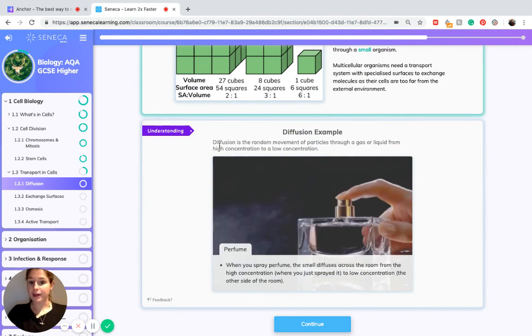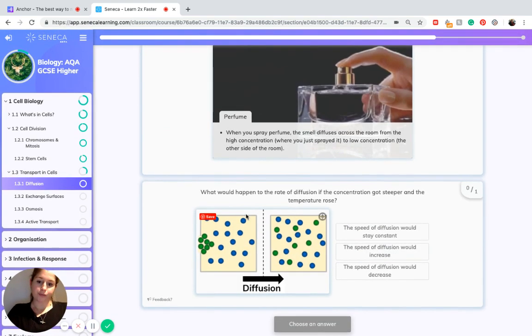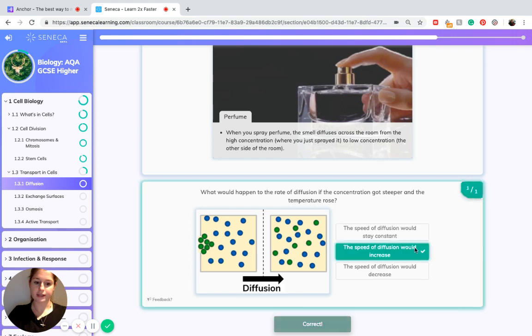An example where we can think about diffusion in maybe a more applicable context would be how when you spray a perfume, the smell diffuses across the room from the high concentration, where you just sprayed it, the bottle, to a low concentration, the other side of the room. So if the concentration gradient got steeper between an area of high concentration and low concentration, and the temperature rose, then we would find that the rate of diffusion would increase.